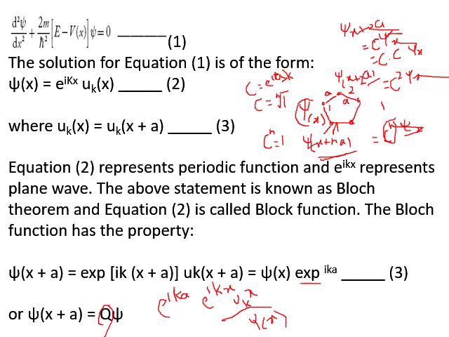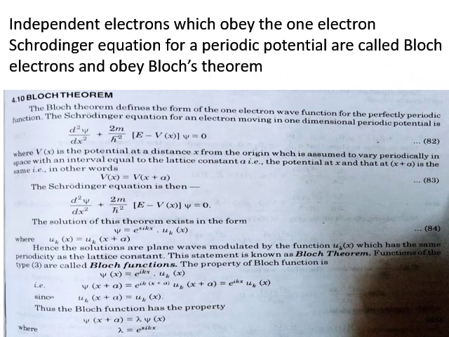Okay, so what is this? This is the statement of Bloch theorem. So we are getting the two statements. One is given by the equation number 2 and another one is given by the equation number 3. Okay, now there is a new thing: the electron that we have discussed here as an independent electron which obeys the Schrodinger equation for a periodic potential is called the Bloch electron.